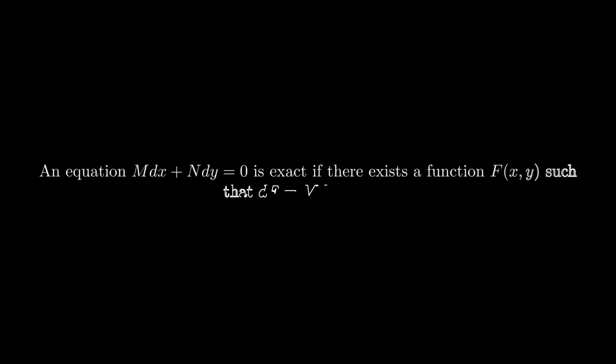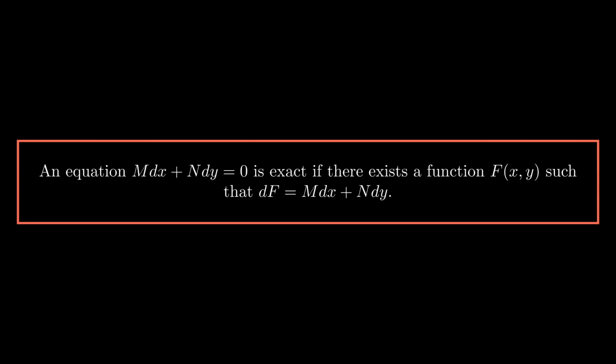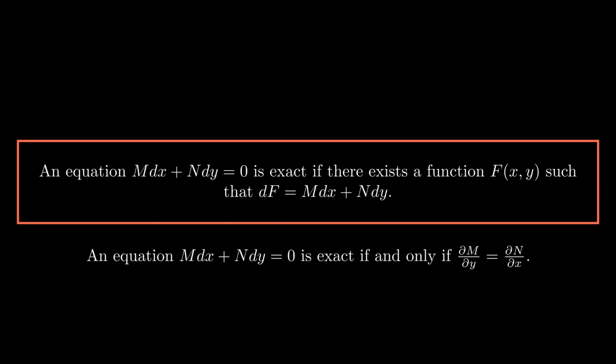Well, that's here. So given an equation M dx plus N dy equal to 0, it is exact if there is a function f whose differential is the left-hand side of the equation. And then this equation can be checked for exactness if we have the following criterion, which is that the partial derivative of M with respect to y is equal to the partial derivative of N with respect to x.